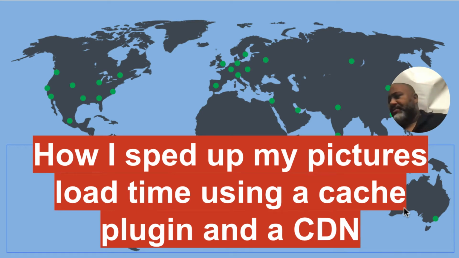So you want to speed up your pictures on your WordPress website. This is just a quick, simple video on how to use a cache plugin. I'm using WP Super Cache and a CDN, a content delivery network. I'm using Bunny CDN. Hang on and I'll show you my configuration. I'm not an expert, but this is what's working for me.